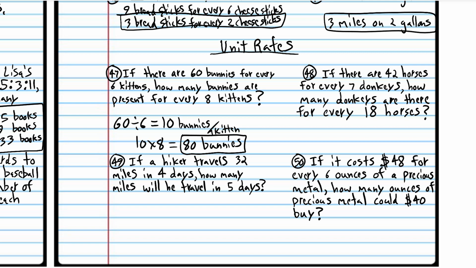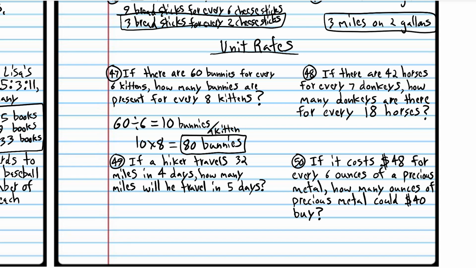All right, so on to number 48. Let's do one more together, and then you can try one on your own. If there are 42 horses for every 7 donkeys, how many donkeys are there for every 18 horses? So again, this is a rate. 42 horses for 7 donkeys. But it's not the unit rate.